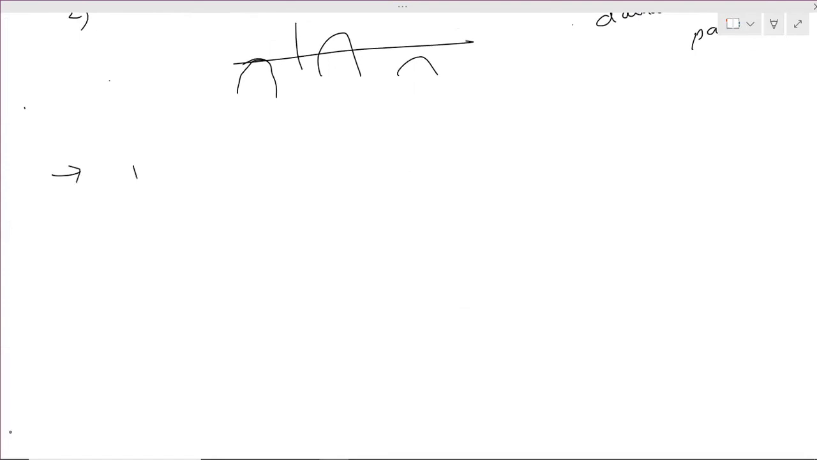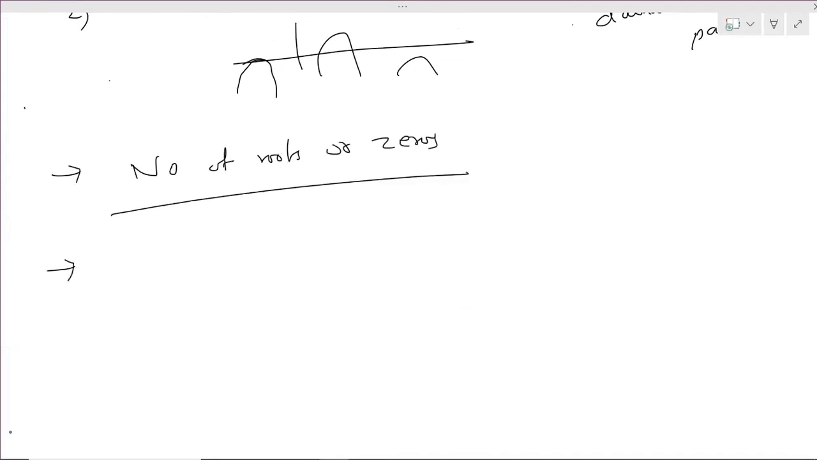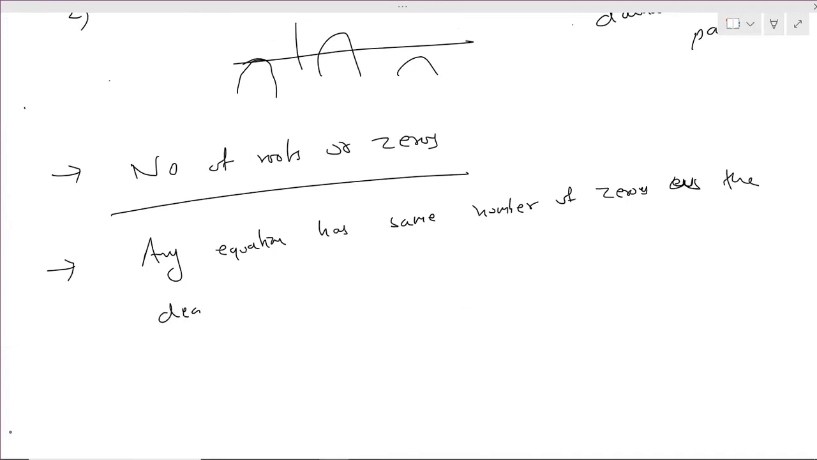So remember one thing, the number of zeros. And this is true for all equations. Any equation has the same number of zeros as the degree of the equation. Degree means highest power.